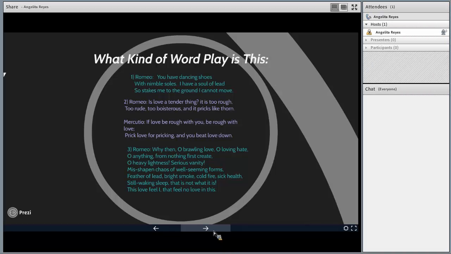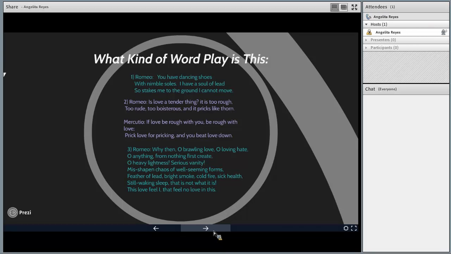We also have a second example. Romeo says, "Is love a tender thing? It is too rough, too rude, too boisterous, and it pricks like thorn." Mercutio then says, "If love be rough with you, be rough with love. Prick love for pricking, and you beat love down." What would this be? Look at the words, any kind of sounds that were repeating themselves. If you read these out loud, or when you're reading Shakespeare and looking for wordplay, it might be easier to pick up some of these just because you hear the sounds repeated.